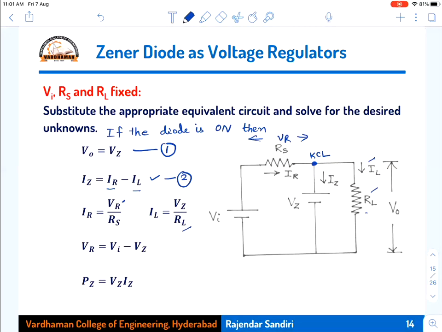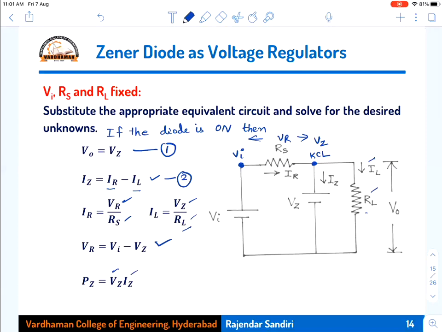Voltage across this resistor can be calculated by knowing this potential as Vi and this potential as Vz. So Vi minus Vz is your VR. And IL you can calculate simply by taking Vz by RL. IR can be calculated by taking VR by RS. PZ can be calculated by taking Vz and Iz. So everything will be calculated.